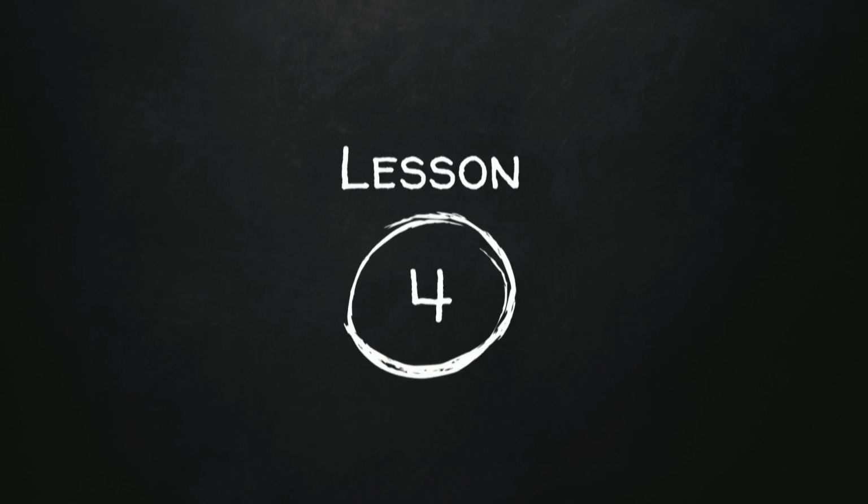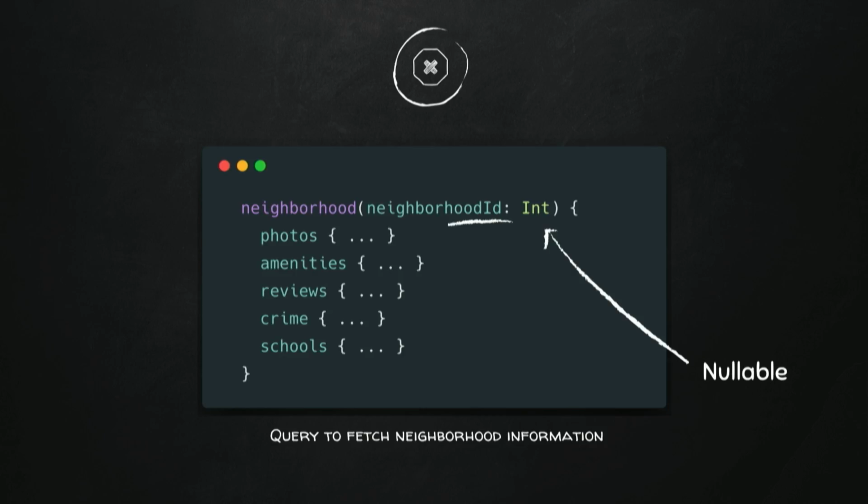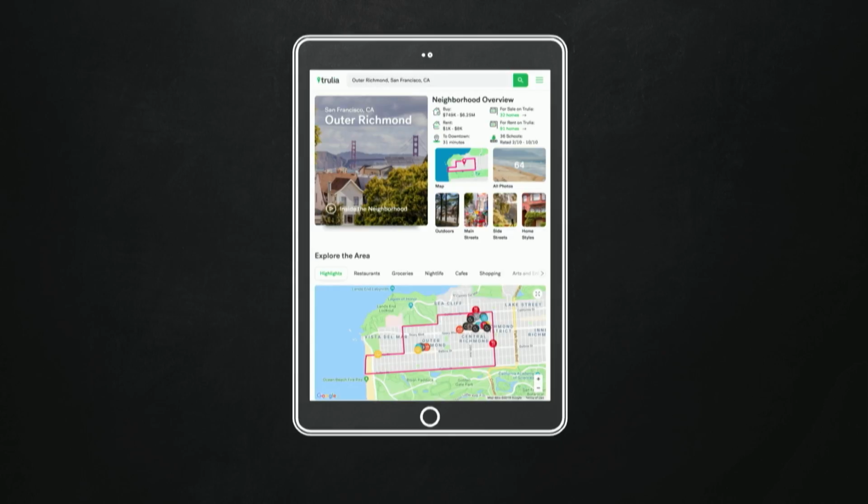The next lesson is also about being intentional, but about nullability. This is something that can trip you up, and you have to be very careful about it. To give you an example, we were looking at the neighborhood page before, and these are all the sections on that page: the nice photos we saw, the amenities in the neighborhood, the reviews, the crime information, the schools. And initially, in our schema, all our arguments were nullable and all our fields were nullable. So we require a neighborhood ID to make this query, and that neighborhood ID is a nullable value. When the client passes it to us, the page looks something like this, which you already saw before. It's beautiful. We love it.